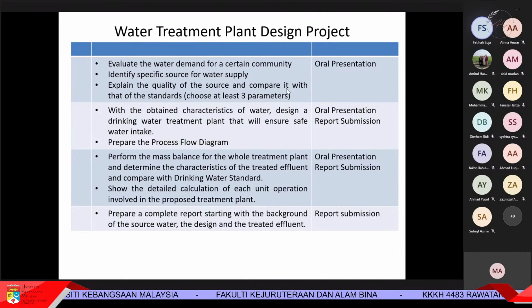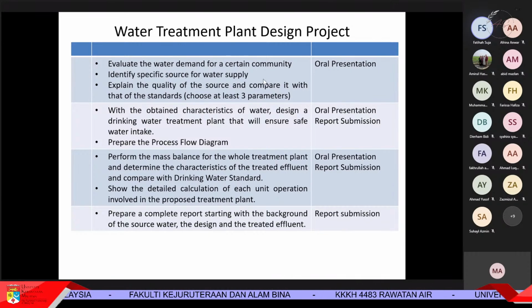So meaning that you have to tell me what are the characteristics of the water source that you want to treat, and then you also have to determine the location and also the water demand, meaning how much water will be treated in your treatment plant. Because in any design, you need not only the characteristics of the water source, but also the amount of water that you need to use. So this is oral presentation 1.